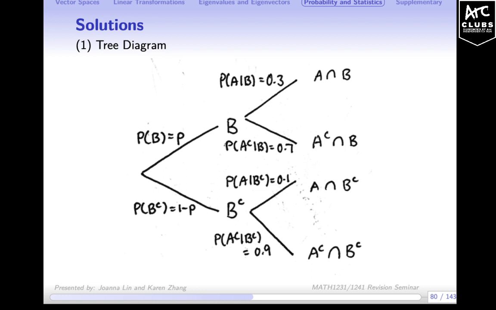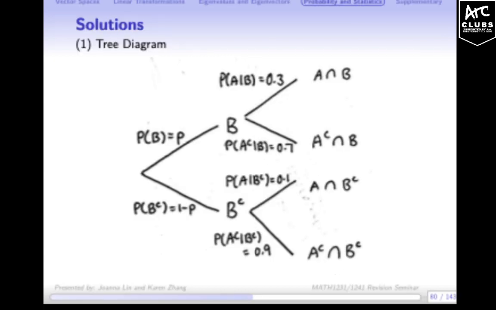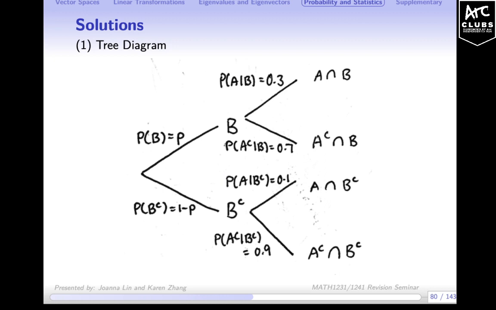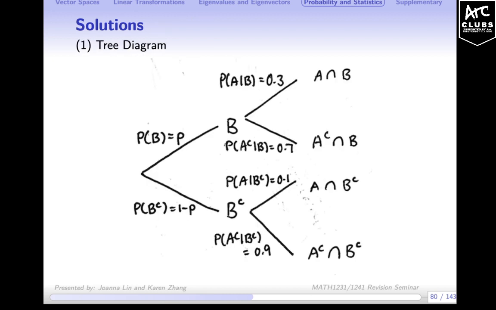Okay, so question 2 says to find P. If I want to find P, that means I need to use the probability of B somehow, right? So what we can use is actually the total probability rule. Using this formula, the probability of event A happening would be if I multiplied P times 0.3, and I get the first outcome here at the top.